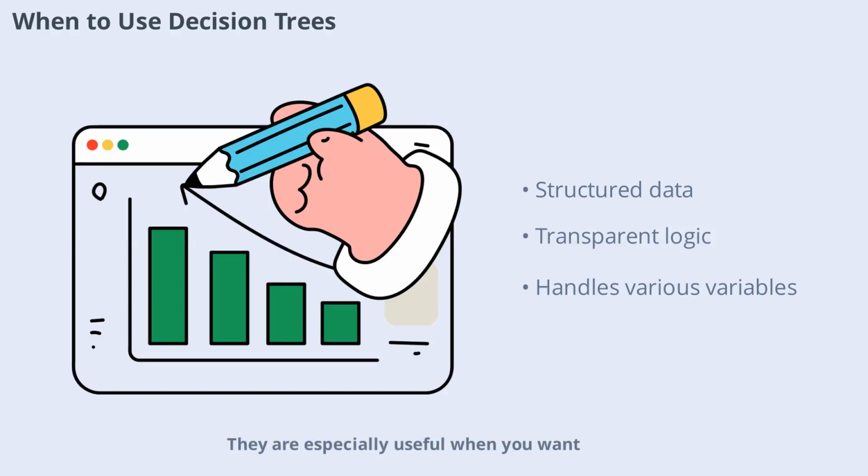They are especially useful when you want to understand the reasoning behind each decision, as the tree structure makes the logic transparent. Decision trees are also a good choice when you need to handle both numerical and categorical variables in your data.